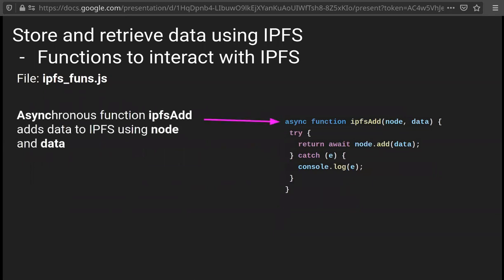The next function is add. So if we want to add data to IPFS, what we want to do is send it that node that we just created and the data that we want to add to IPFS. When we add that data to IPFS, it automatically hashes that data using SHA-256, and it will return the CID, which is the content identifier, to the calling function.